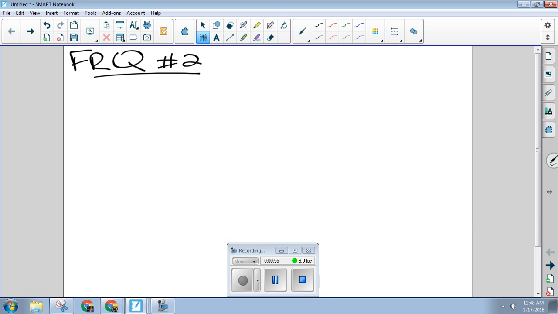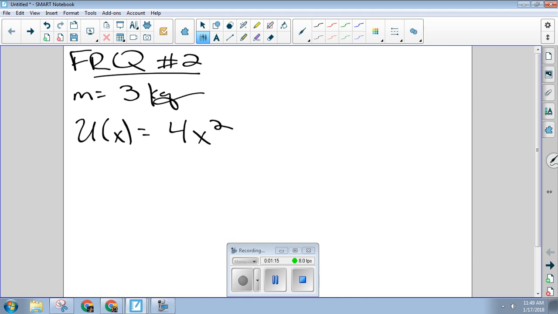Okay, so here we go. So here's what we know. We know that the mass of our object is 3 kilograms. We know it's moving along an x-axis in a region where its potential energy as a function of x is given by this. And it's actually not that complicated of a function here. It's just 4x squared, where U is in joules and x is in meters. It says when the object passes the point x equals negative 0.5 meters, we know that the velocity is 2 meters per second. All forces acting on the object are conservative.